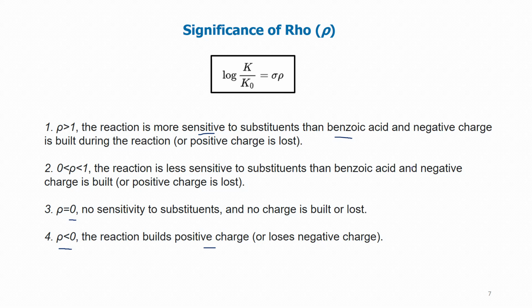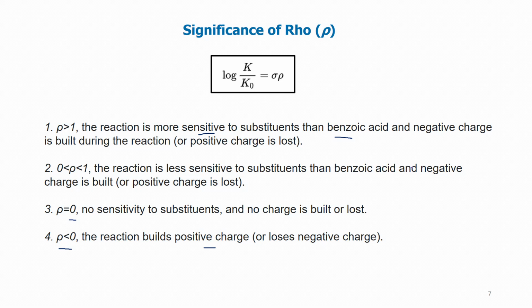When rho is greater than 1, the reaction is more sensitive than that of benzoic acid, and negative charge is built up during the reaction. When it is less than 1 but greater than 0, it is less sensitive to the substituent than benzoic acid, and a negative charge intermediate has been formed. When rho equals 0, there is no effect of the substituent in the reaction. When rho is less than 0, that is negative, a positively charged intermediate has been formed. This is the significance of rho.